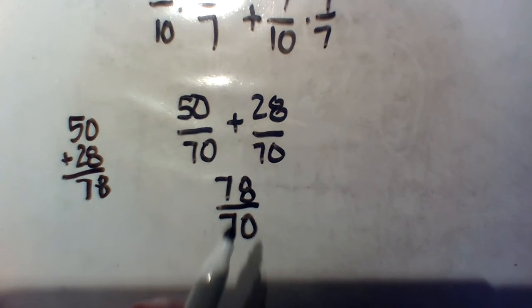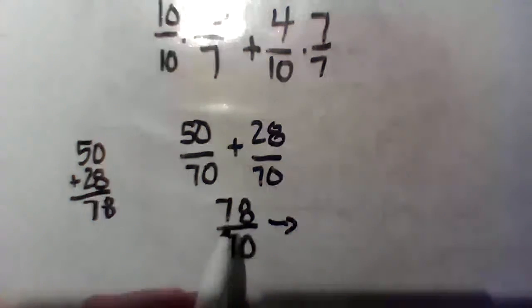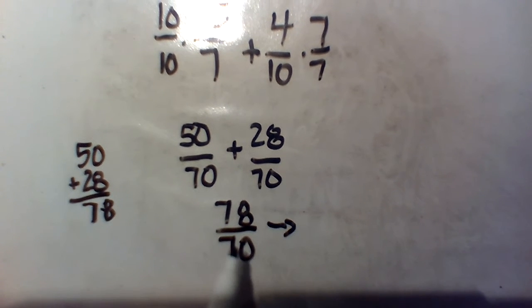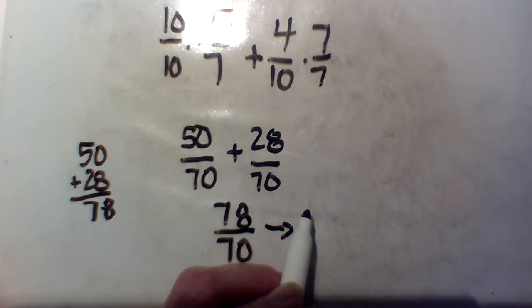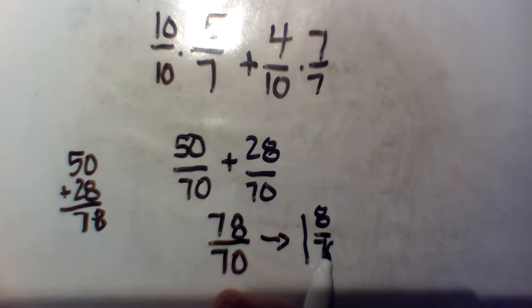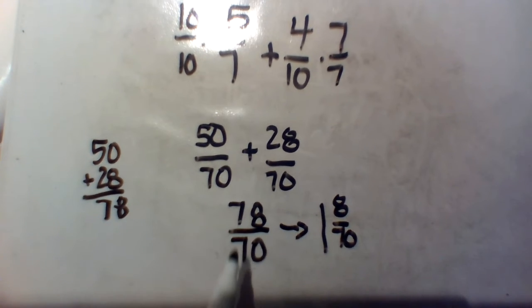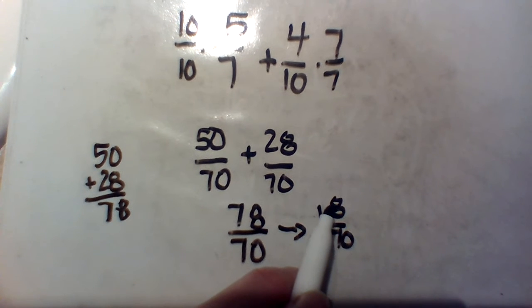When this happens, right, over here, I need 70 pieces for one whole. And over here, I have 70 pieces. So I'm going to have one whole, and then I have 8 over 70 left. And I got that by taking my one whole, and then I did 78 minus 70. That's how I got my 8 left.